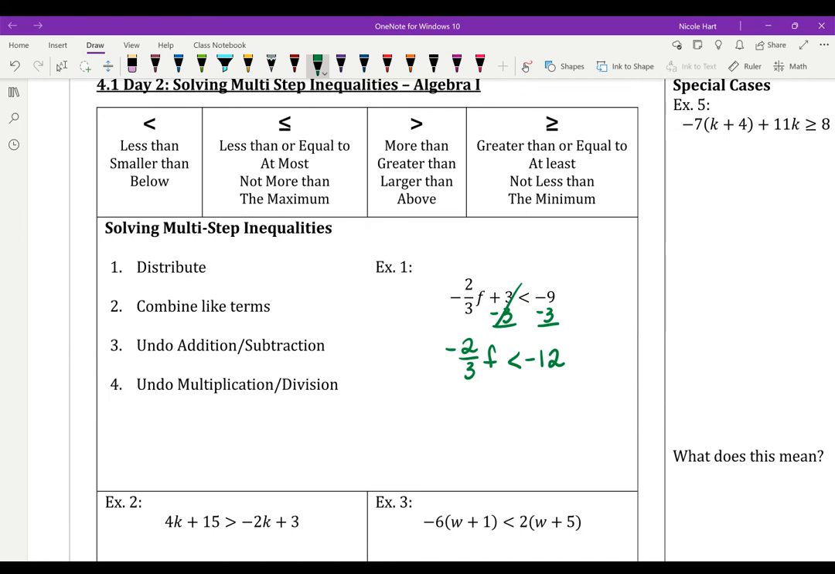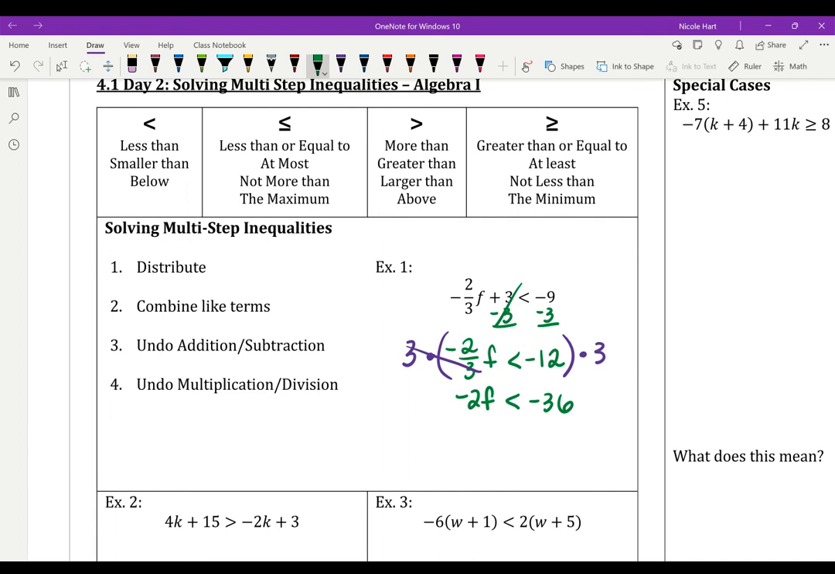Now we want to get rid of that negative 2 over 3 in front of the f. We can do this in two different ways. We can do it in two stages if you're not quite comfortable with multiplying by the reciprocal. First we multiply by the 3 in the bottom, so I'm going to multiply both sides by 3. That will undo the 3 in the bottom. And so we will have negative 2f is less than negative 36. Negative 12 times 3 is negative 36.